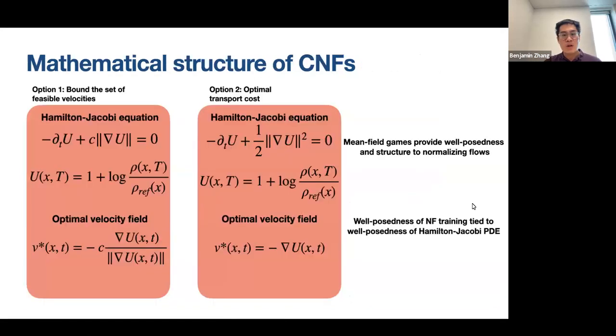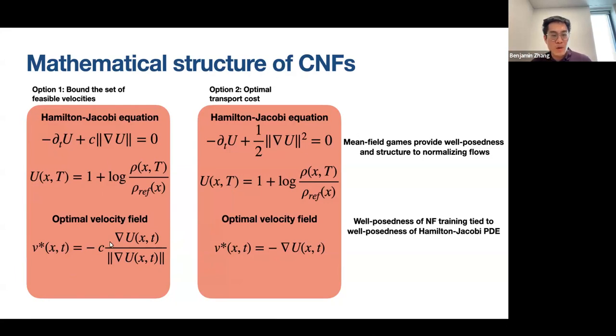Okay. So just to recap and emphasize, there is a mathematical structure to continuous normalizing flows if you do normalizing flows in the right way, right? Depending on how you add additional constraints to your normalizing flows problem, either by bounding the set of feasible velocities or adding some sort of optimal control cost, the optimal velocity field structure will change, and you kind of know how it should evolve. In effect, it evolves according to this Hamilton-Jacobi equation. So mean field games basically provides well-posedness and structure to normalizing flows.